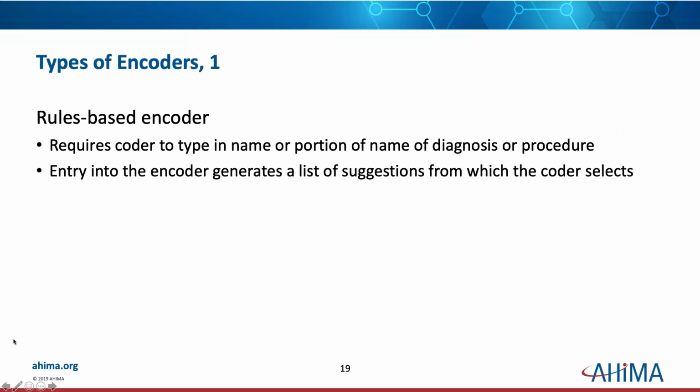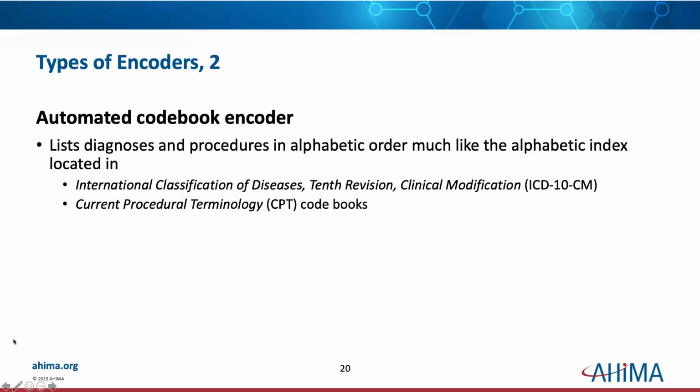Encoders, there are types of encoders. One is rules-based, requires the coder to type in a name or portion of the diagnosis or procedure. That's the most common. And then it generates a list of suggestions from which you select. That's the old traditional 3M encoder right there. That's what they're describing. There's also an automated codebook encoder that lists those in alphabetic order like the index, and you can move through it that way.